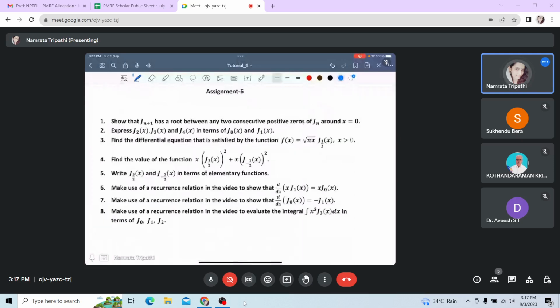Question number 2 says express Z2, Z3, Z4 in terms of Z0 and Z1. First of all, try to express Z2 in terms of Z0 and Z1. Which recurrence formula will we use? You can tell me, and also you can tell me the answer.